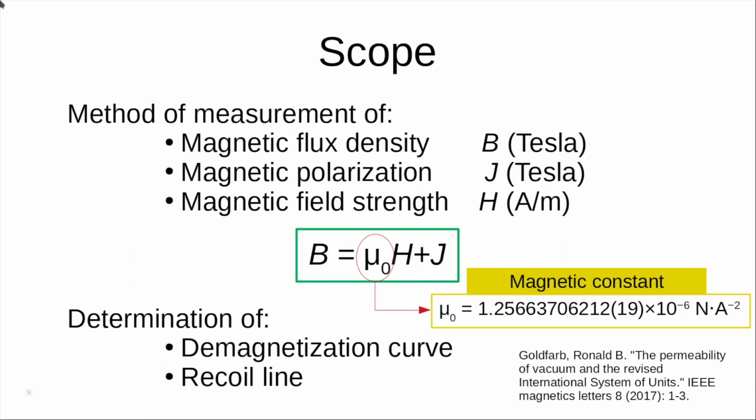In particular, in the new definition of the ampere unit, the magnetic constant is not defined a priori, but is a measurable quantity. For more details about this, you can see this work on IEEE Magnetics Letters. In the framework of these physical observables, we want to measure the demagnetization curve and the recoil line with the method that will be shown in this presentation.